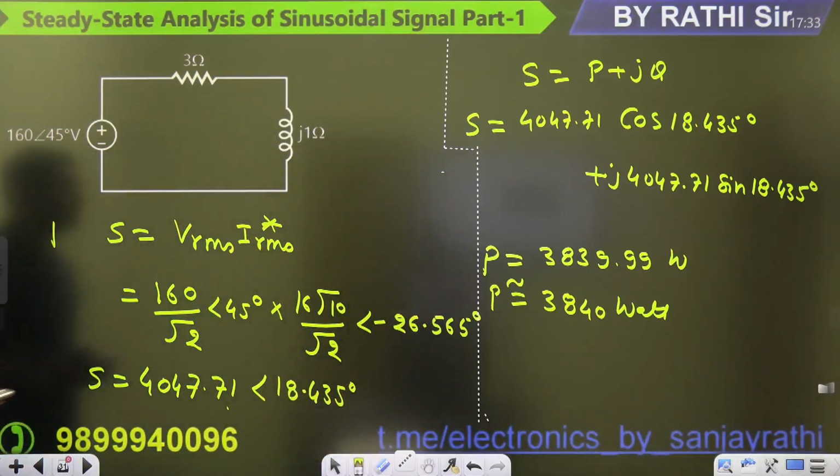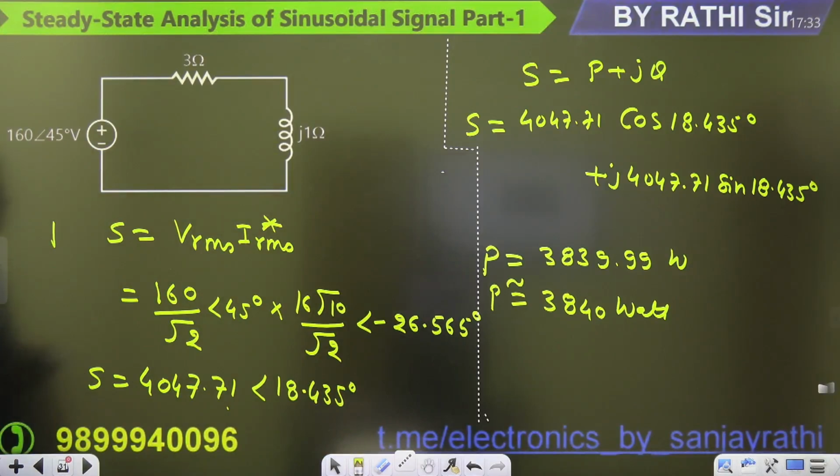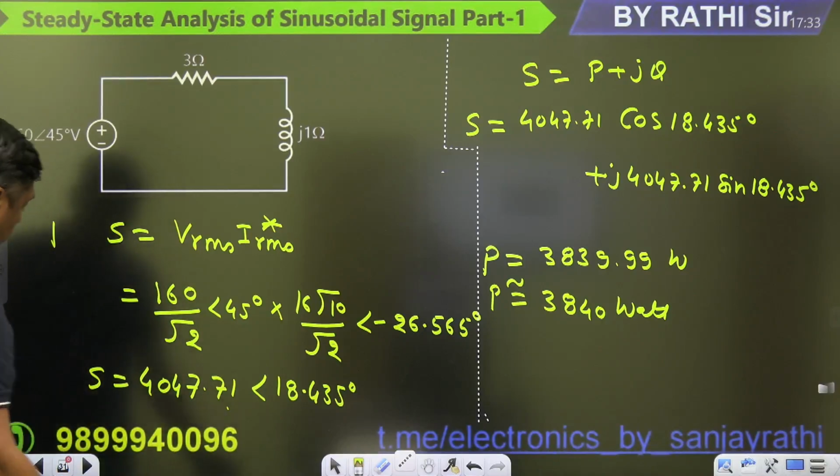Average power. So what is the average power delivered to the inductor? 0. How can we say? This is the average power delivered by the source, and what is the average power consumed by the load?